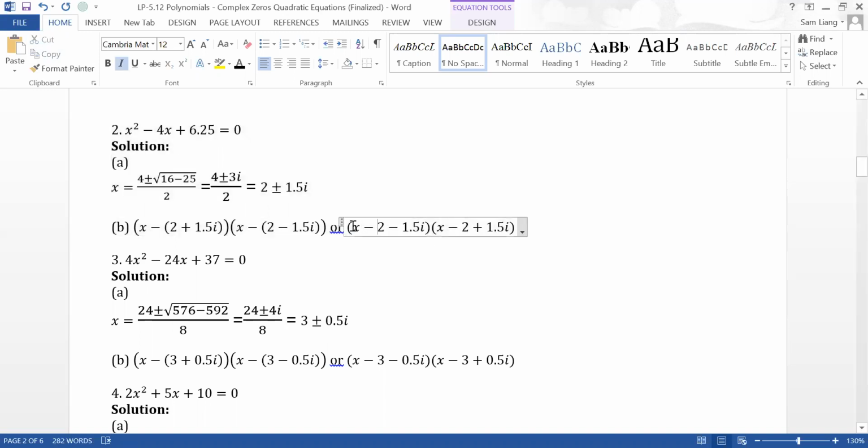Yeah, I think I had a different order here, but it doesn't matter. These are the factors: x minus 2 minus 1.5i, or as Pyramid said, 3 over 2, and then the other factor is x minus 2 plus 1.5i. All right, I'll give you some time to copy that. And then question 3.